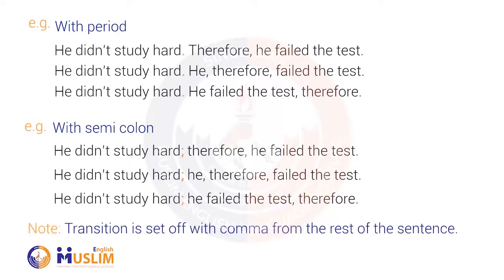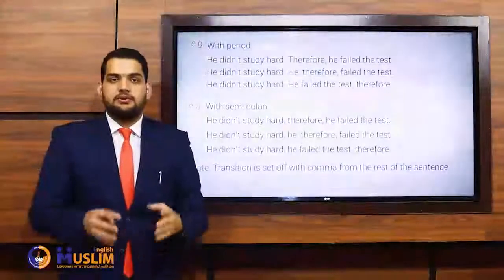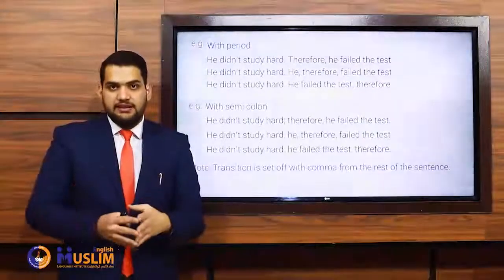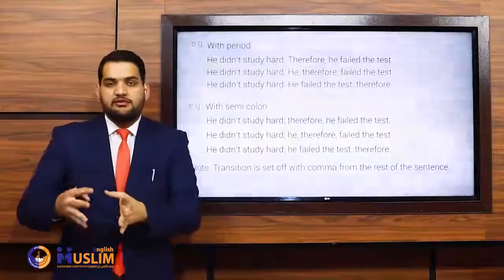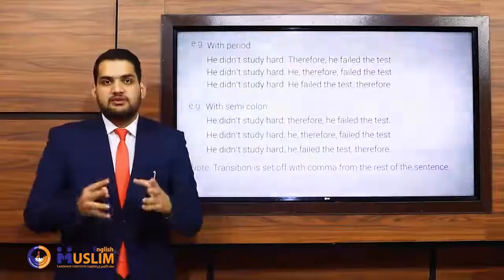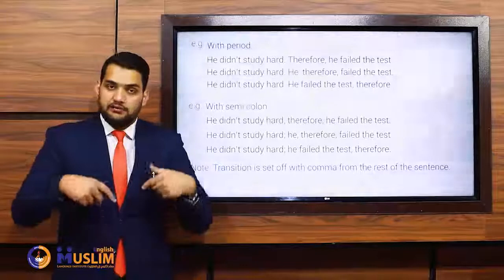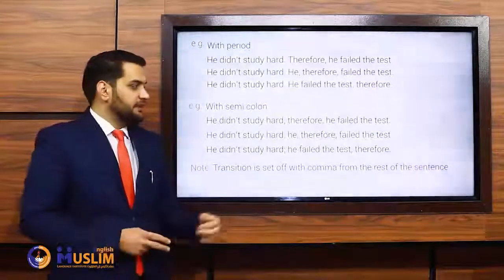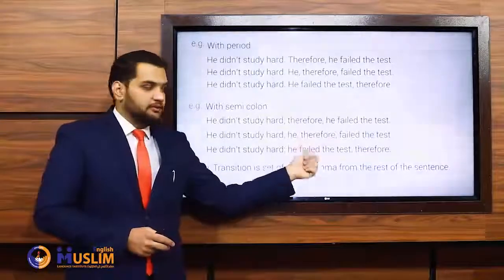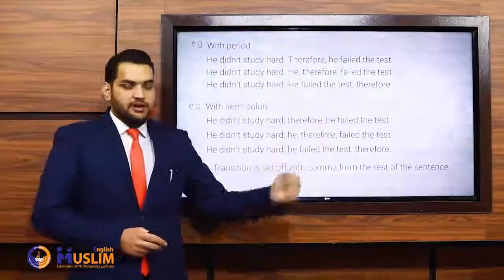Remember, a transition is set off. Set off means separated with a comma from the rest of the sentence. As I told you earlier, if you want to separate or set off a transitional word or phrase from the rest of a sentence, you must use a comma. Or, if needed, 2 commas. Like here, we have got 2 commas. Here and here, we have 1 comma.